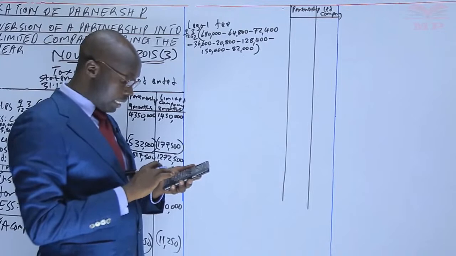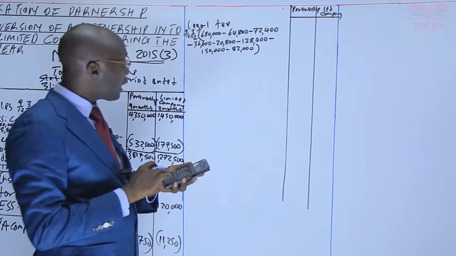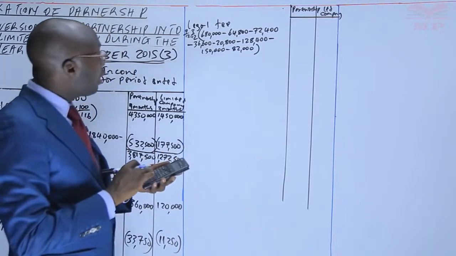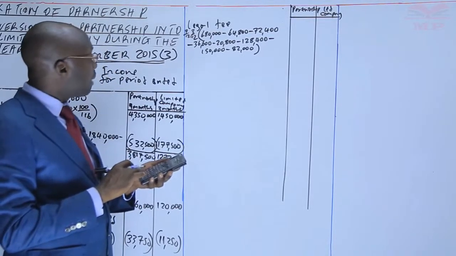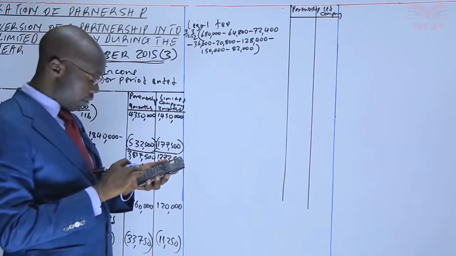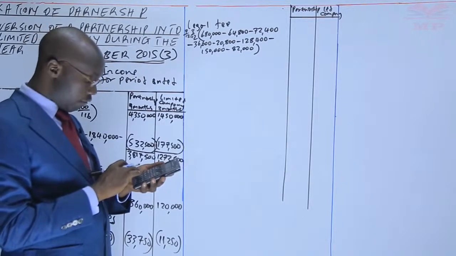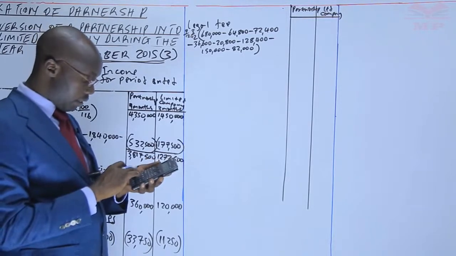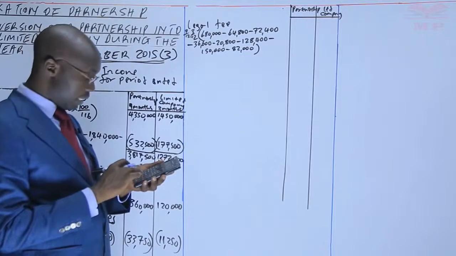So it is going to be 680,000, the overall legal cost, minus then an allowable 64,800, minus 72,400, minus 36,600, minus 2,800, minus 128,400. And then we minus 150,000. And then we minus 82,000.